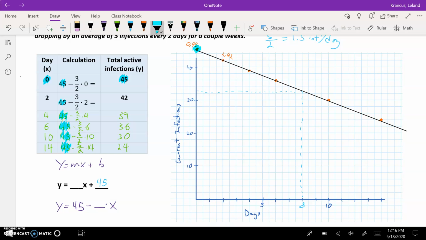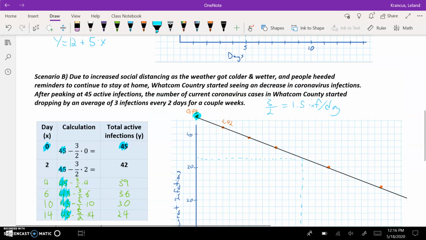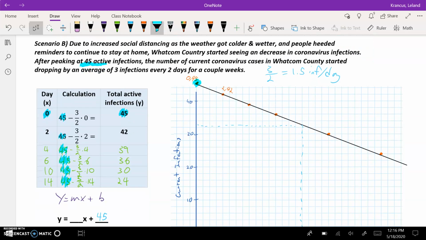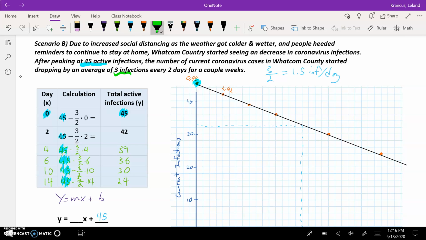The other part of our equation, that rate of change, oh, I almost did it again. Don't forget to highlight this in your graph as well. So notice I use blue for the y-intercept everywhere. So the other part of the equation was the rate of change. So there's that 3 infections every 2 days. That's a rate, so that's our rate of change.